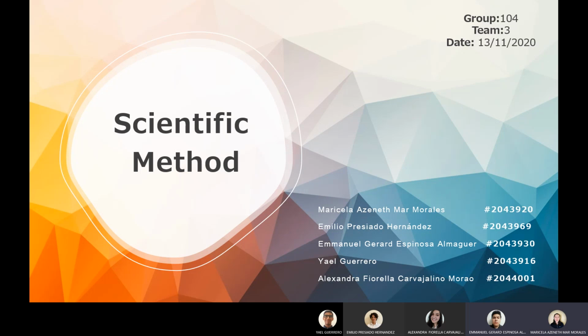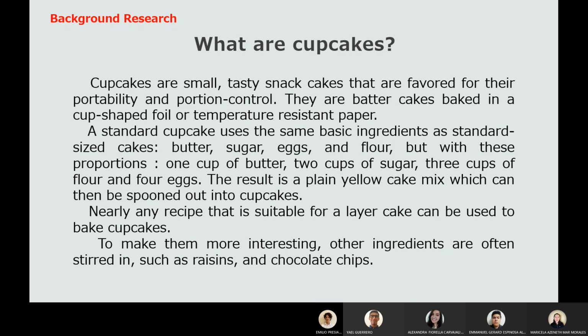Hi, we are going to present our scientific experiment based on the scientific method. First, to choose our experiment, we have to do a background research. And we search about what are cupcakes.